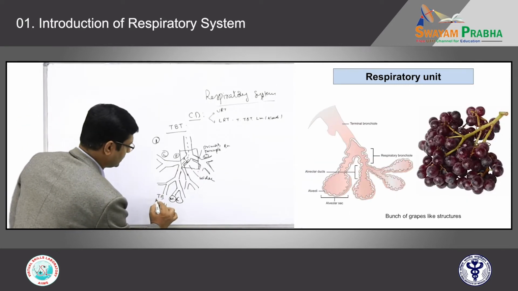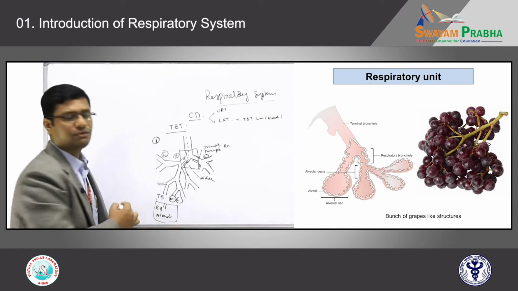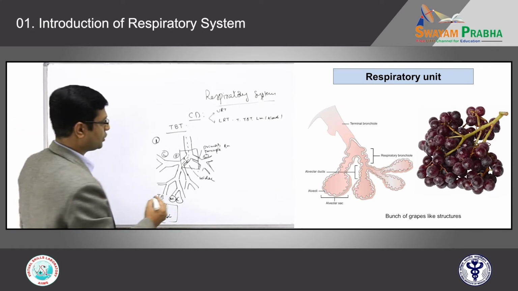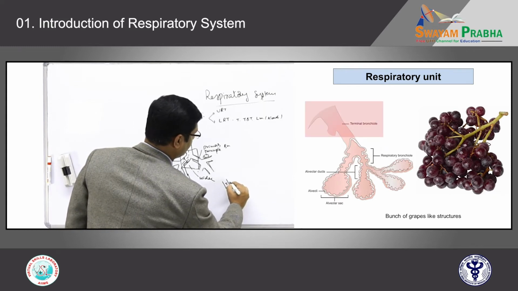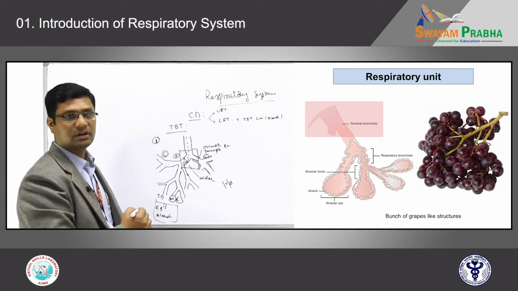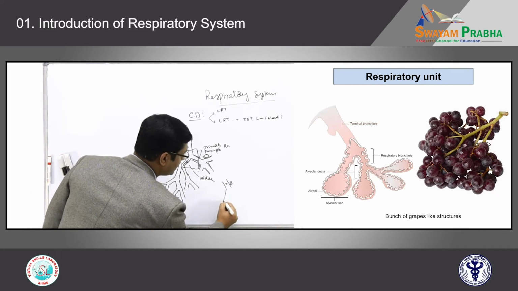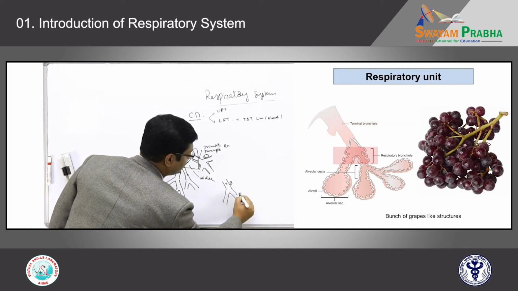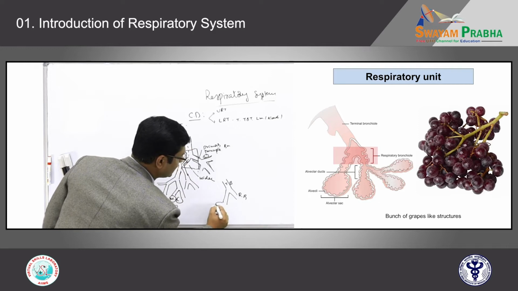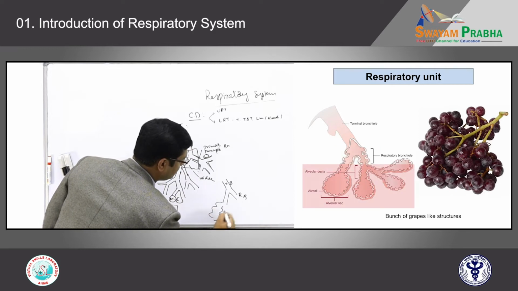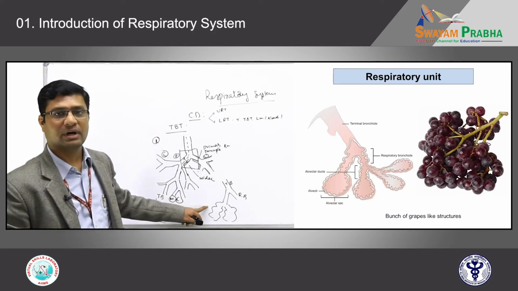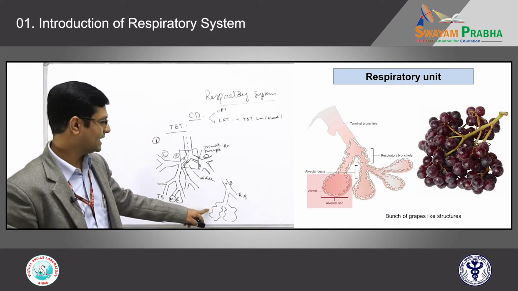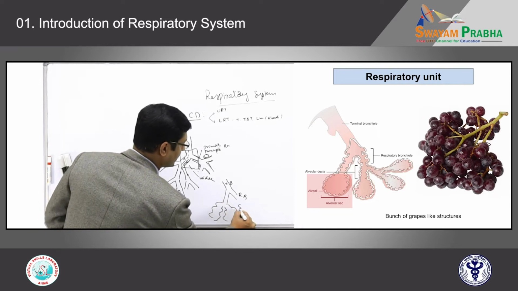Let us see the terminal portion of the branching. What do we call it? This is a terminal bronchus or terminal bronchioles, which leads to a respiratory bronchiole, and this respiratory bronchiole again branches and leads to a group of sac-like, air-filled structures, which we call alveoli.